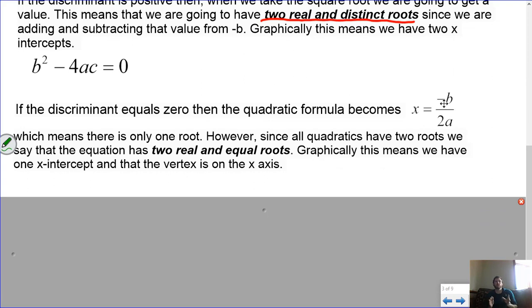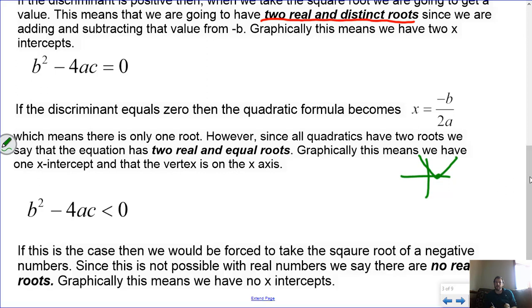But again, by the nature of quadratics, there's always two roots, but what it means is that we have the root where we add 0, and then we have the root where we subtract 0. But what ends up happening is we get one answer, so we have two real roots, it's just that they're both equal to each other. Graphically, what this means is that my parabola just touches the x-axis and then bounces off. There's only one x-intercept, and it's right on that x-axis.